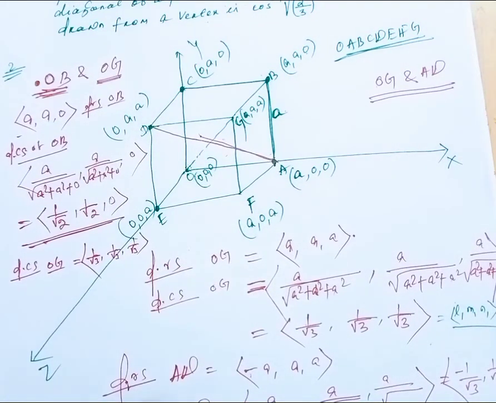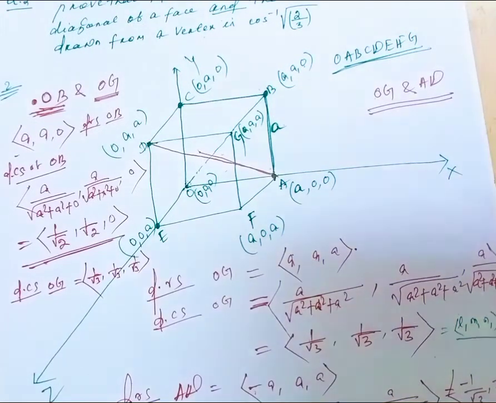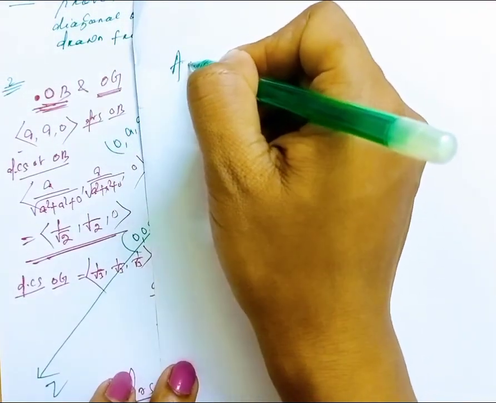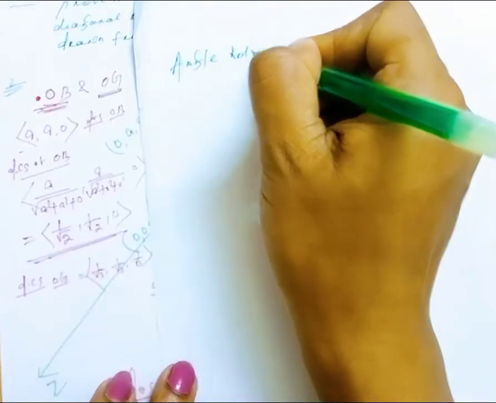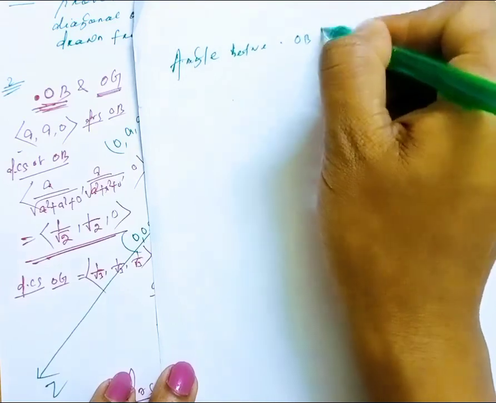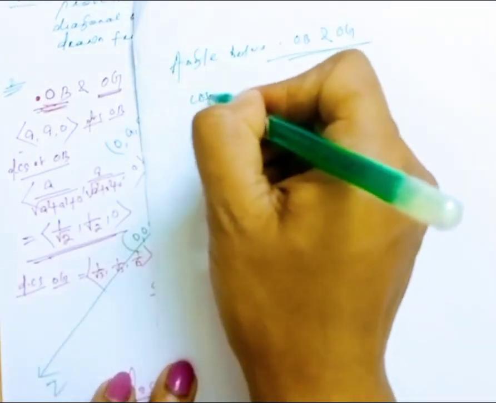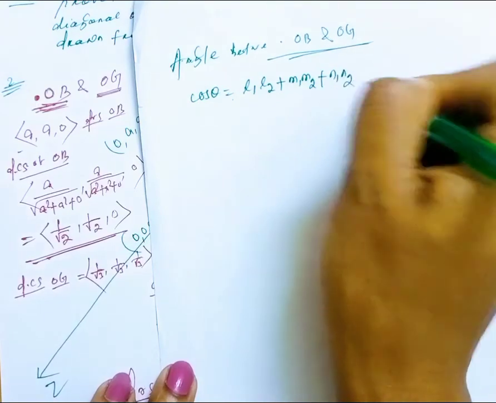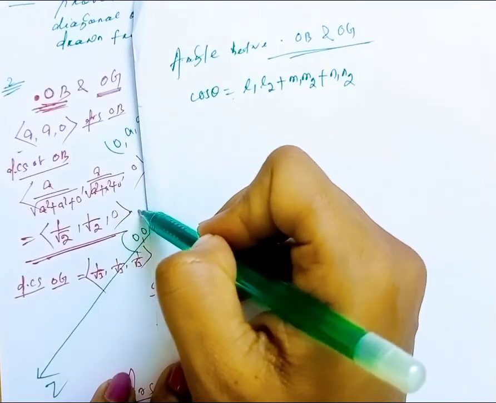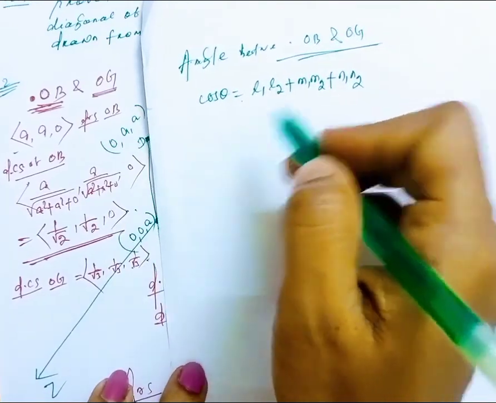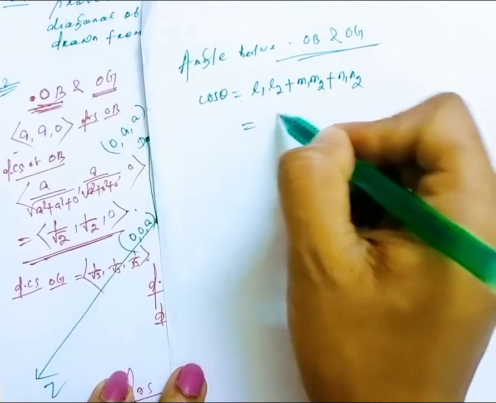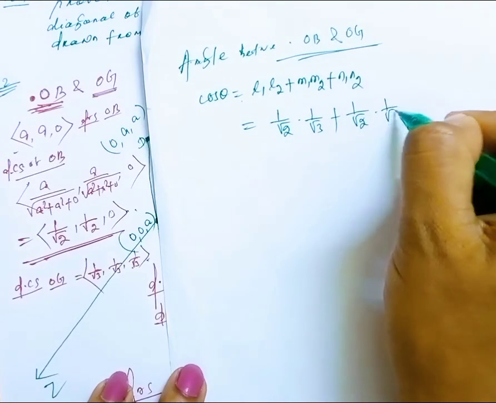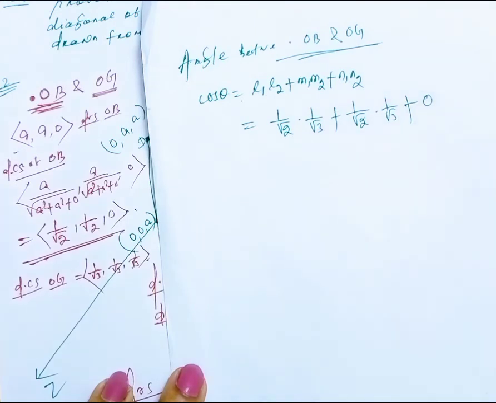Then the next task is too simple. The next task is the angle between OB and OG. To find this, you just use the formula cosine of theta equals L1 L2 plus M1 M2 plus N1 N2. Since L1 M1 N1 and L2 M2 N2 are in front of you, use this formula and find the angle theta. So this is 1 by root 2 into 1 by root 3, plus 1 by root 2 into 1 by root 3, plus 0 into 1 by root 3, that is 0.